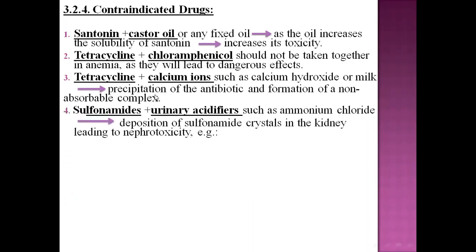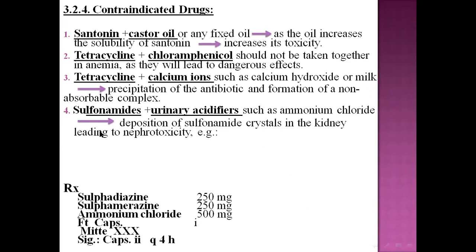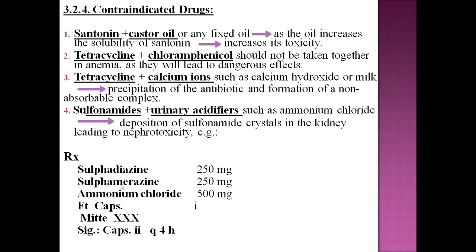And finally, sulfonamides with urinary acidifiers. For example, sulfadiazine and sulfamethazine are sulfonamides, okay? When they are prescribed with ammonium chloride, which is a urinary acidifier because ammonium chloride is a salt of a weak base, ammonium hydroxide, and a strong acid, HCl. That's why it's a urinary acidifier. Urinary acidifiers cause the precipitation of sulfonamides in the kidney, leading to nephrotoxicity. They should not be prescribed together either.